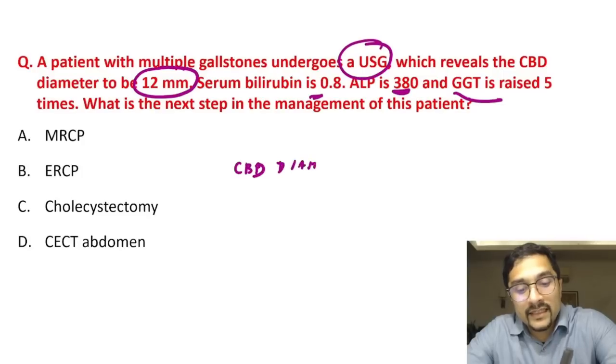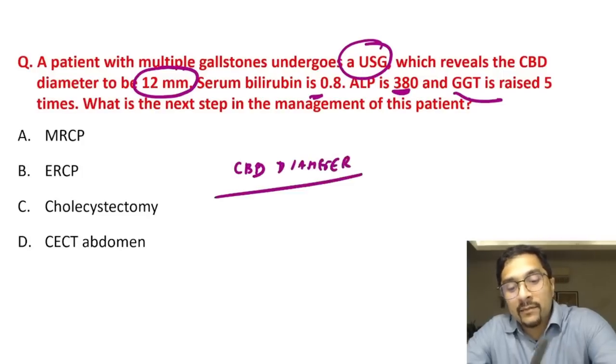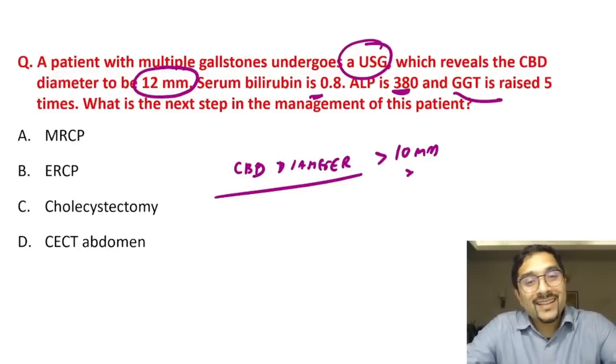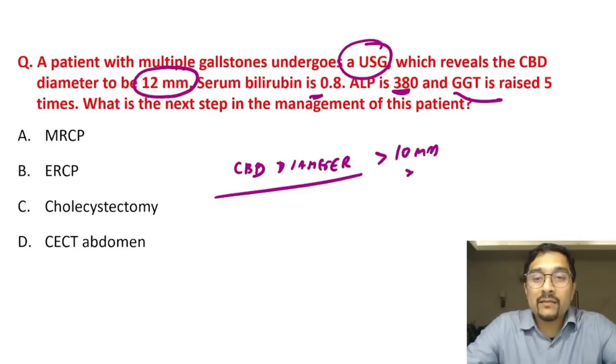diameter increased. So CBD diameter more than 10 millimeter, the alarm bells start ringing that there might be a stone in the CBD which might have dropped from the gallbladder. Now, how do we confirm this? So, ultrasound is not a good modality to look at the CBD, right? Because the lower half of the CBD you cannot see.